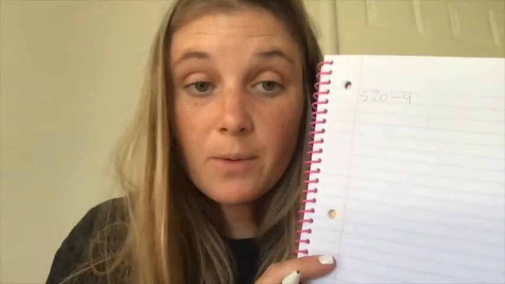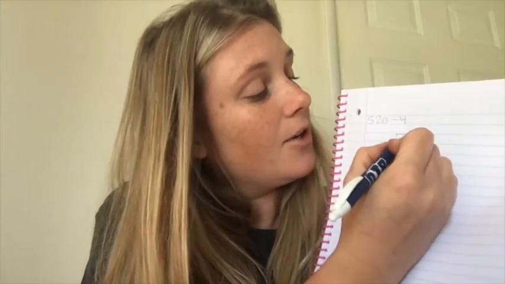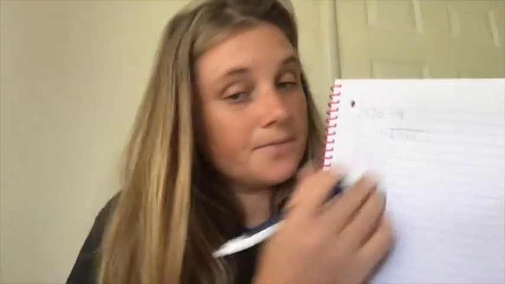So, on your paper, actually, you know what? This first one, I just want you to watch, okay? This first one, you're just going to watch me. So, we have 520 divided by 4. The way that we write this for long division for this method is like this. You make that, and you do 520 divided by 4.